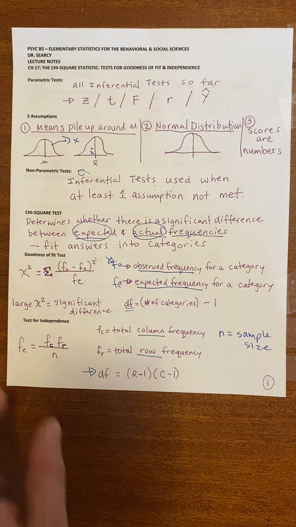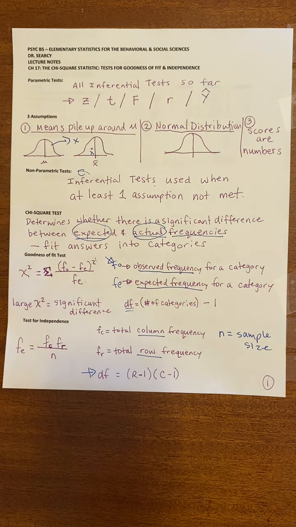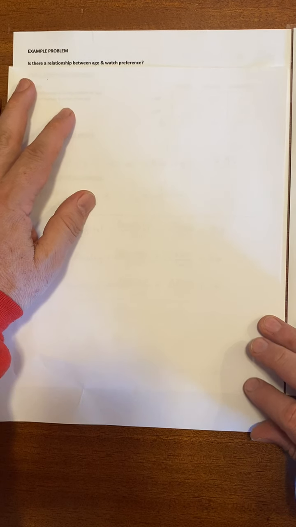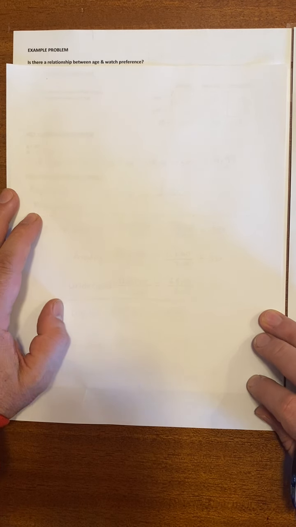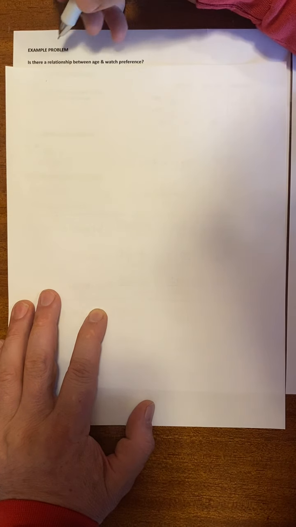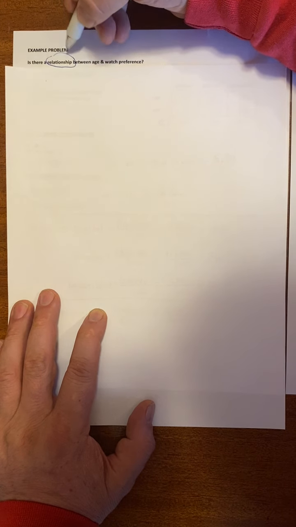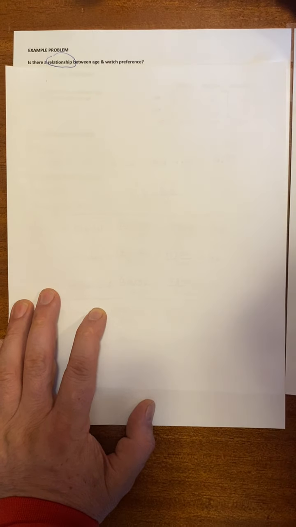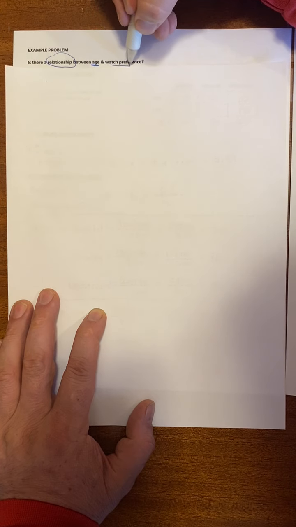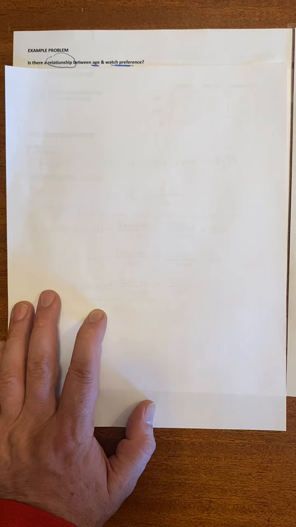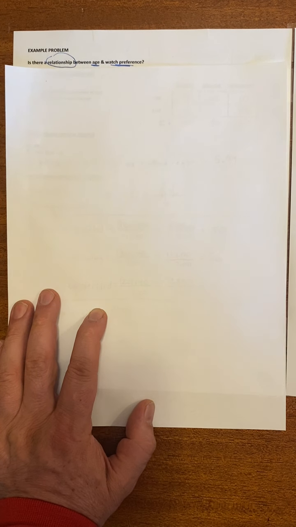For right now, though, I want to go over an example problem with you on this. See how it works. So in this example problem, the question being asked is, is there a relationship between age and watch preference? Kind of a strange question, right? But we at least see that we're looking to see if something's related. We're looking to see if how old someone is is related to what kind of watch they prefer to wear, right? Does age influence that or have a relationship to that?